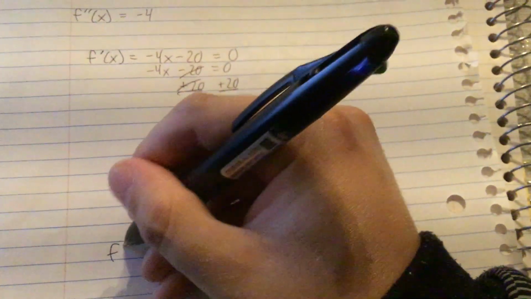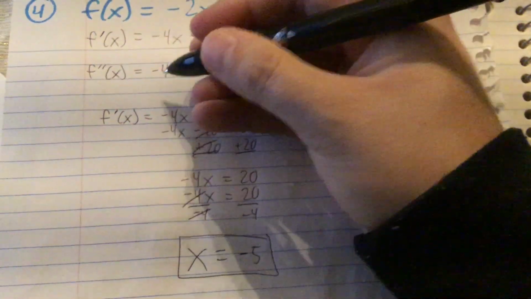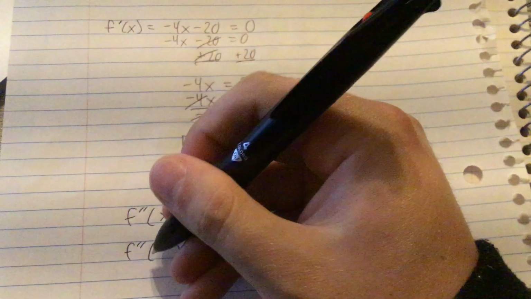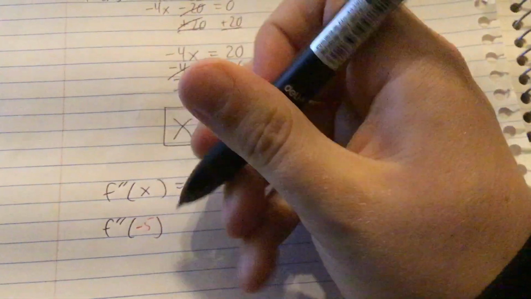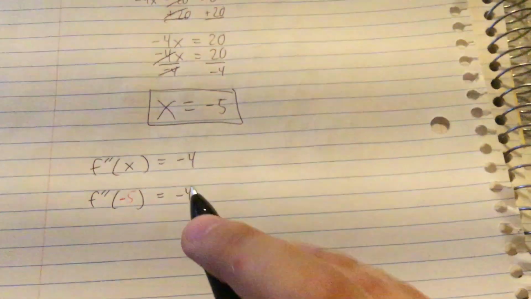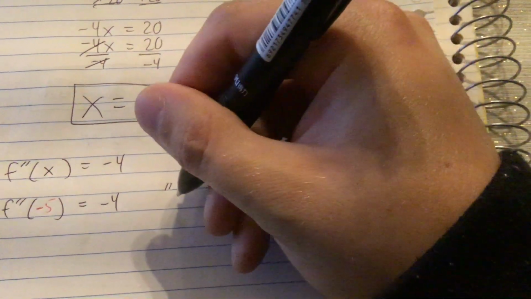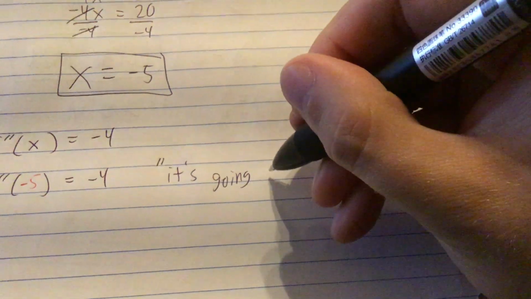Now, after we figure out where our critical point is, let's figure out what f double prime of x is. In this case, it's just a constant negative 4. And just to show my work, I'm going to plug in x equals negative 5, even though there's nothing to plug in. Well, if f double prime of negative 5 is negative 4, well, what happens when the acceleration is negative at your critical point? If f double prime of negative 5 is negative, that means it's going down. It is a local maximum.